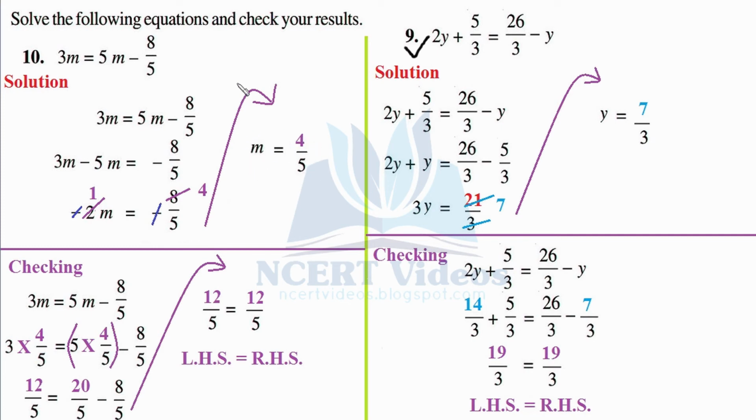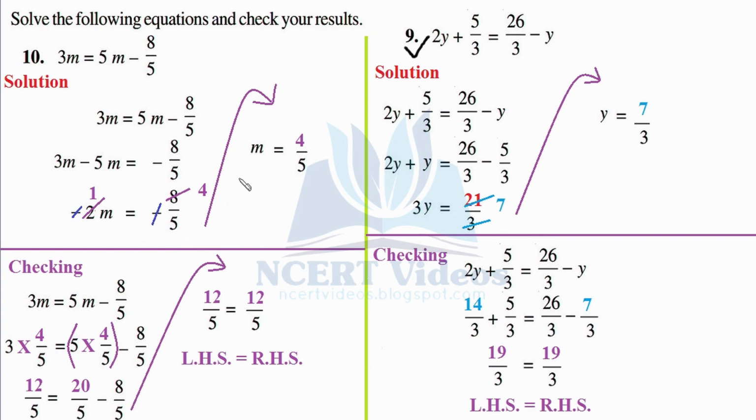And now another part of the question, we have to check our result. So we wrote checking, and we wrote the given equation as it is, and wherever we encounter m, we will write its value as 4/5. So 3 as it is, nothing in between the coefficient and its variable means they are getting multiplied. So we wrote a multiplication sign. In place of m, we will write 4/5, because that is our found solution, equal to as it is. We are going to write it in brackets so that we don't get puzzled.